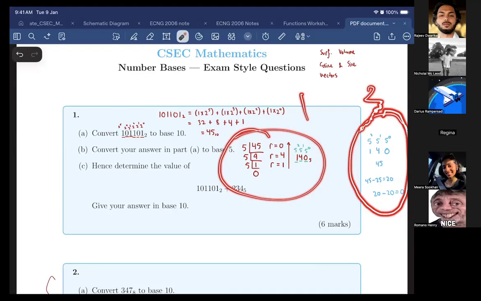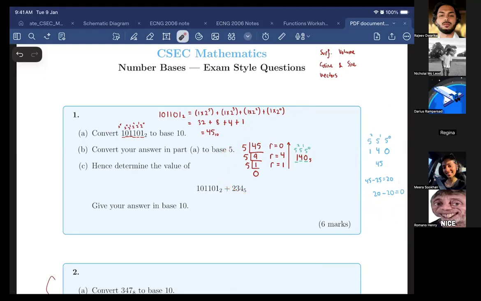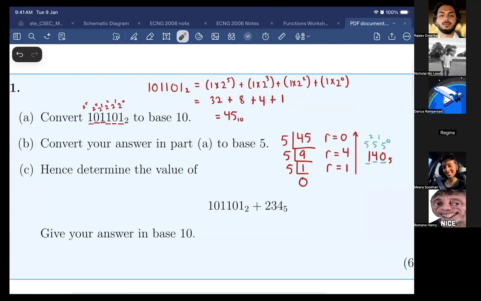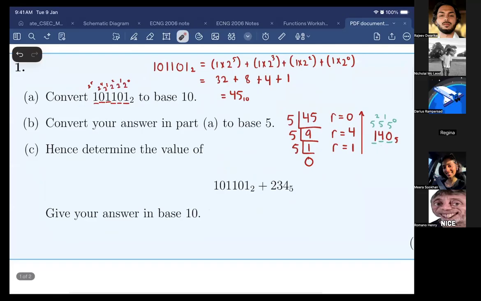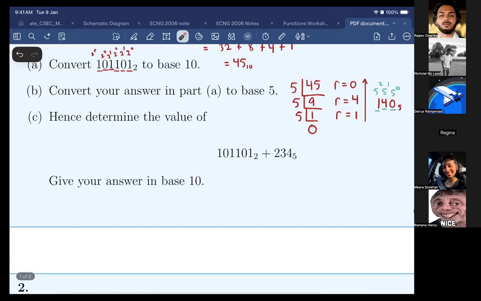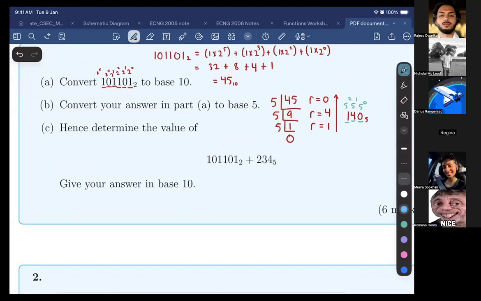Okay, well, I guess we go do 2. Question C now. Hence determine the value of this plus this given your answer in base 10. Now, I suspect that they would give you all a question like this year. So, question, guys. If they want me to give the sum, they want me to give the sum in what base? What base do they want the sum in?